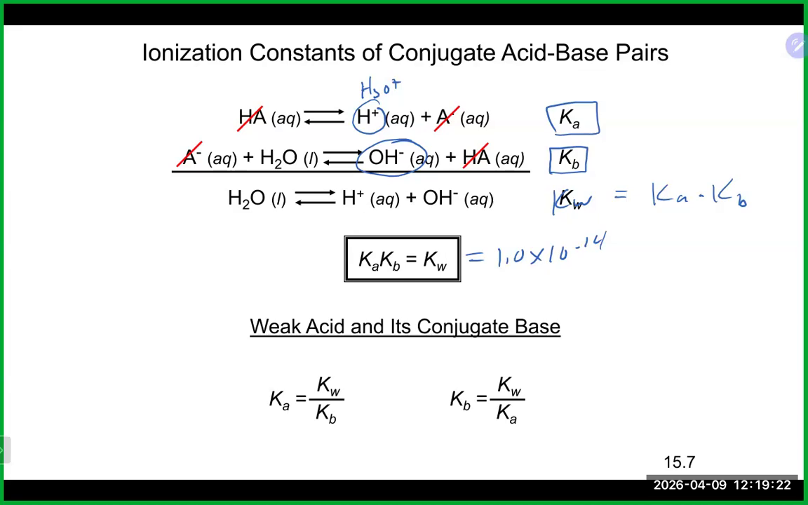So the importance of writing the reactions correctly and seeing either H3O plus or OH minus on the product side, again, will lead you to hopefully the right K value there. Any questions on that there?